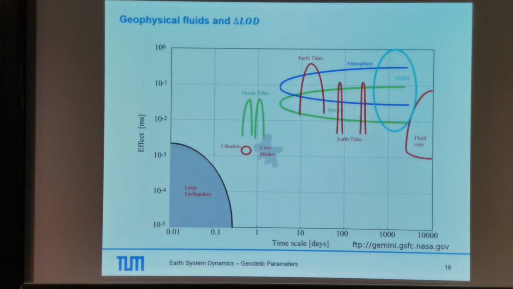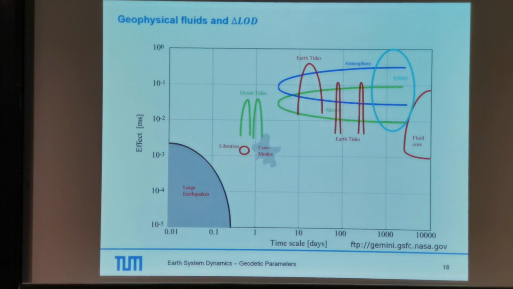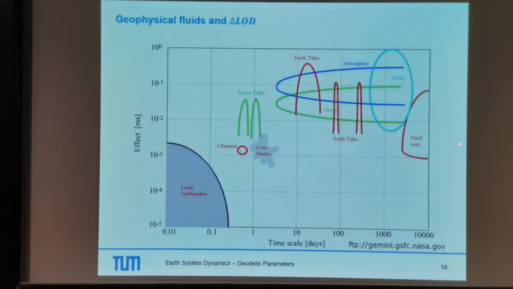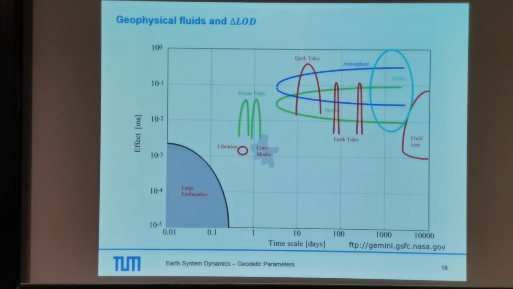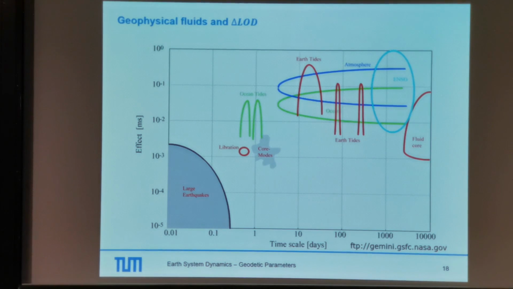variations. Geophysical fluids and LOD: we learned that we have 20 microseconds measurement accuracy for LOD based on space geodetic observations. 20 microseconds are somewhere here. I would draw the line. And you see large earthquakes are totally not measurable with space geodetic observations, but all the other things are somehow contained in the time series.